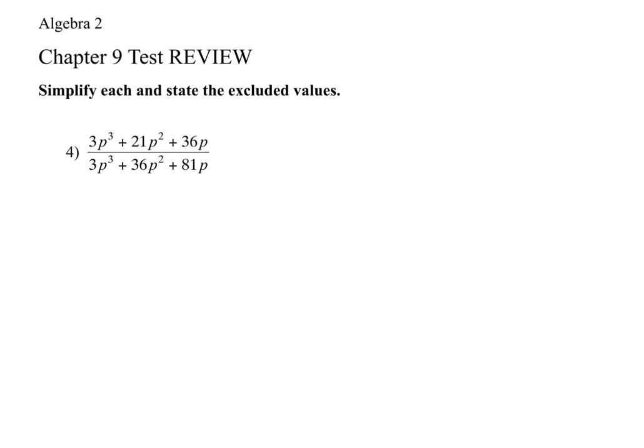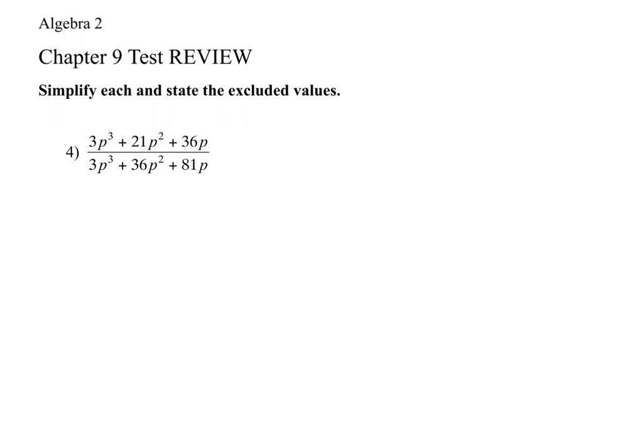So the first thing we did was we just simplified. It says simplify and state excluded values. So the first step here is just to factor everything. I'm going to factor my numerator and my denominator, and then I'm going to see if anything causes an issue.